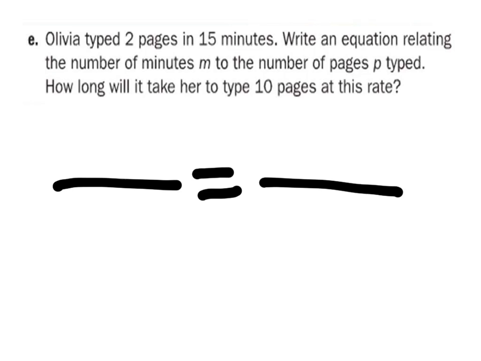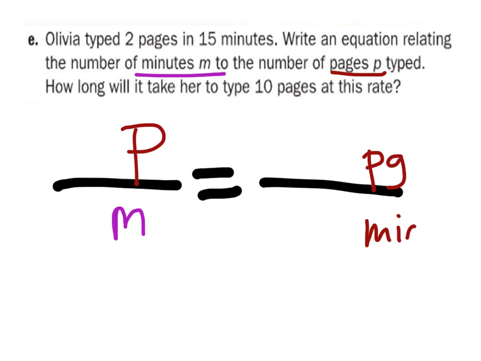Next thing you need to do is choose. Let's figure out, what 2 things are we comparing here? Pages and minutes, right? So which one do we want on top? Pages or minutes? Pages. Well, it says to represent pages with P, and then minutes will be represented with M. Alright? So over here, this should be pages. This should be minutes. Yeah, minutes. There we go. Okay. Now it told us, Olivia typed how many pages? 2 pages in how many minutes? 15. This is the equation.